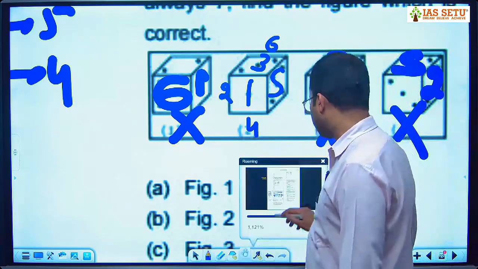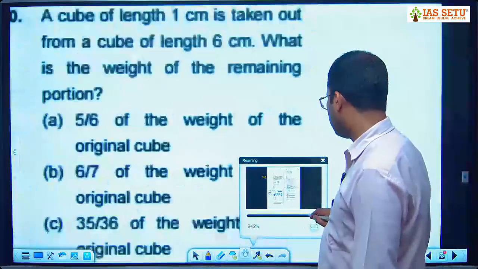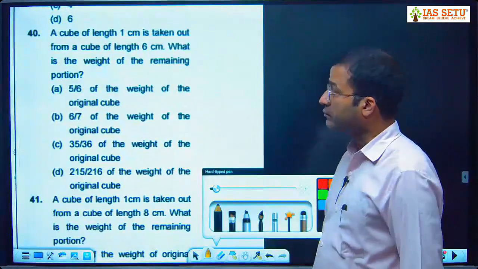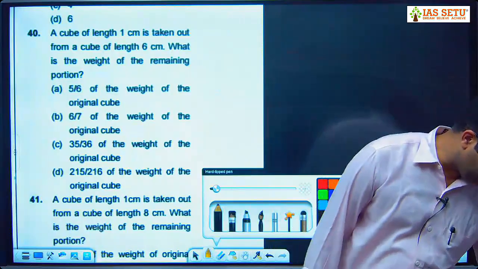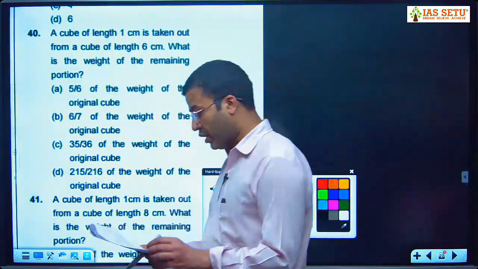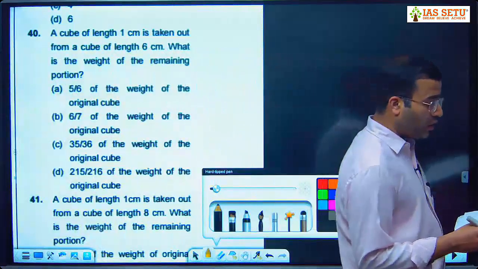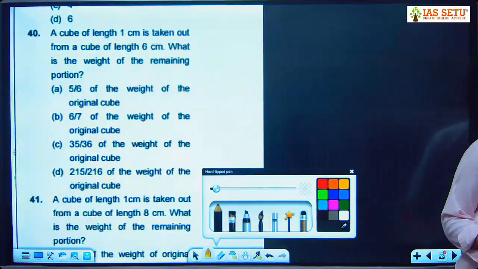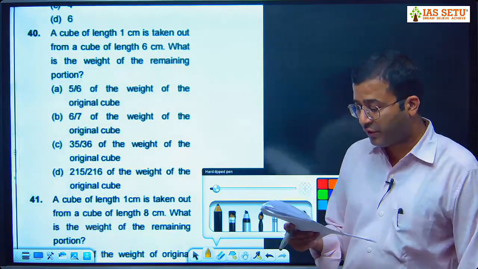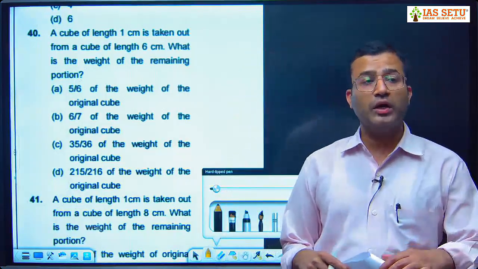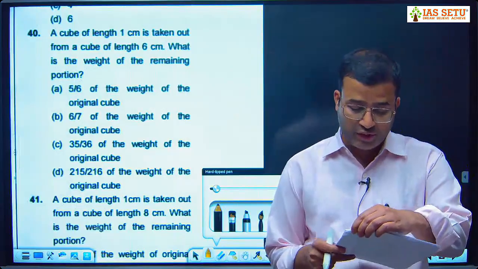Now next is, there is one more type which I have taken from assistant commandant CPF, like question number 40. A cube of length 1 centimeter is taken out from a cube of length 6 centimeter. What is the weight of the remaining portion? Answer options are given: 5 by 6 of the weight of original cube, 6 by 7 of the weight of original cube, 35 upon 36 of the weight of original cube, 215 upon 216 of the weight of original cube.